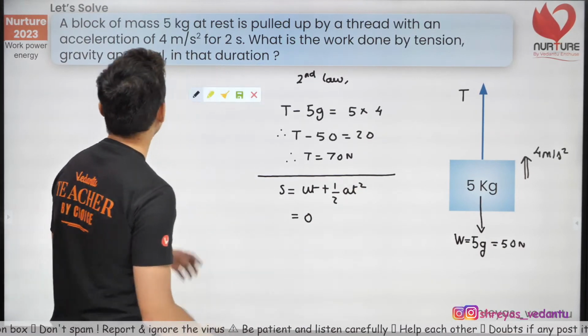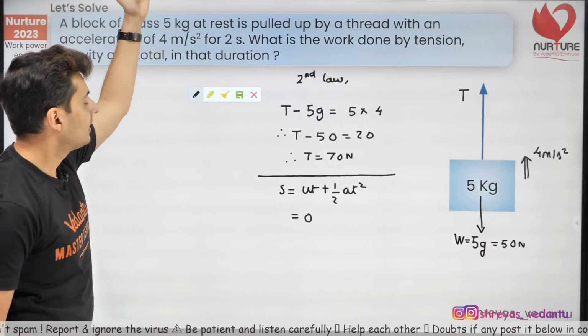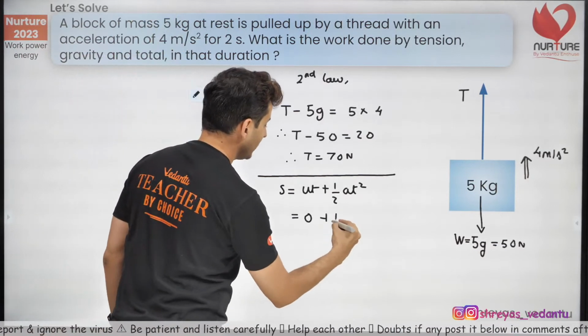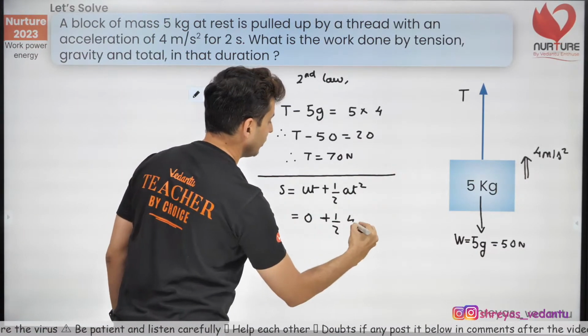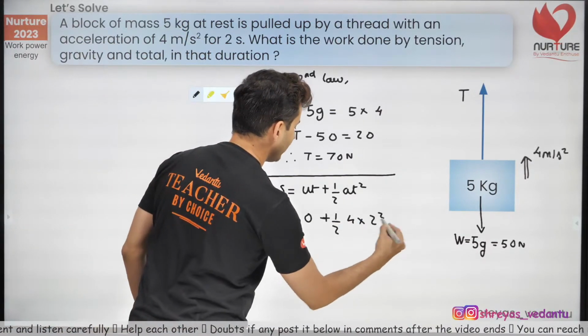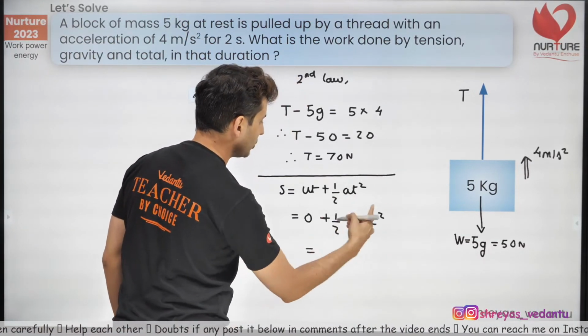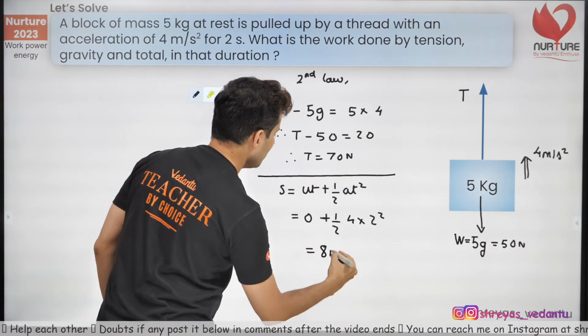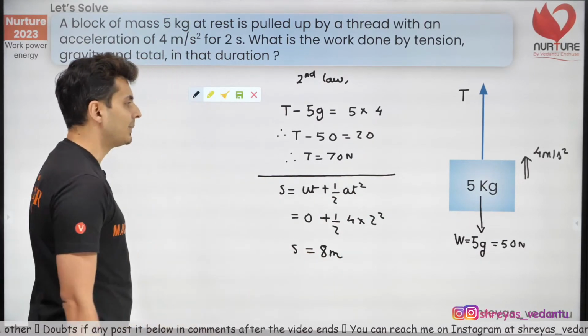U is 0 because it is at rest and then it is being pulled. Half into acceleration, which is 4, into the time, which is 2 seconds, so 2 square. So 4 by 2 is 2, 2 cube will be 8 meters. So the displacement is 8 meters.